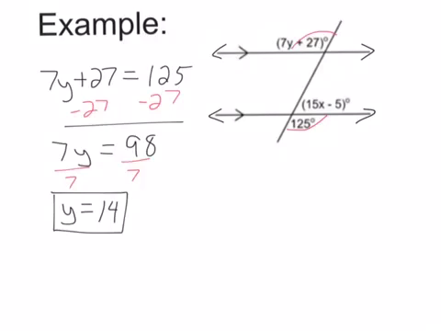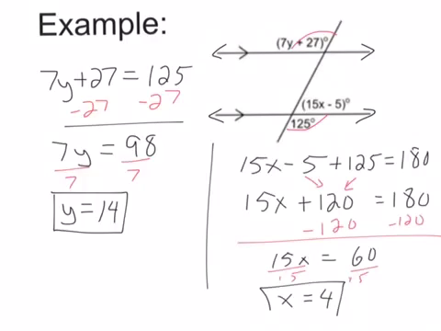Then we can go back to our problem and let's try to solve for x. Well, here we have 15x minus 5 and 125. If we think back to what we've already learned, these two angles here are a linear pair and thus they are supplementary. So to solve for x, we set up that equation. So we set up the equation 15x minus 5 plus 125 equals 180, and solving for x, we would get x is equal to 4.